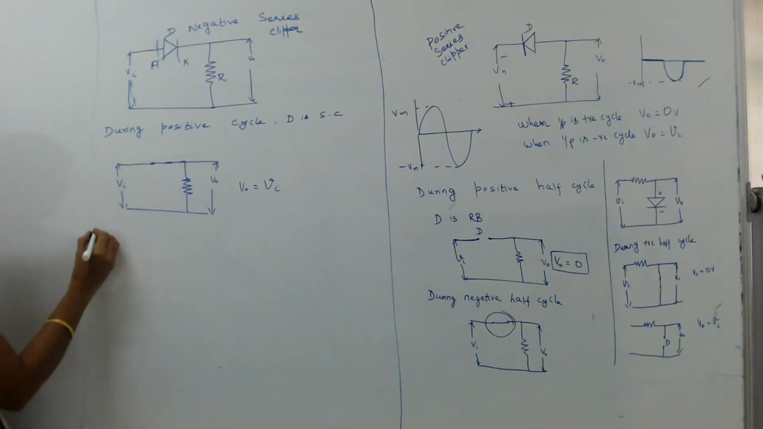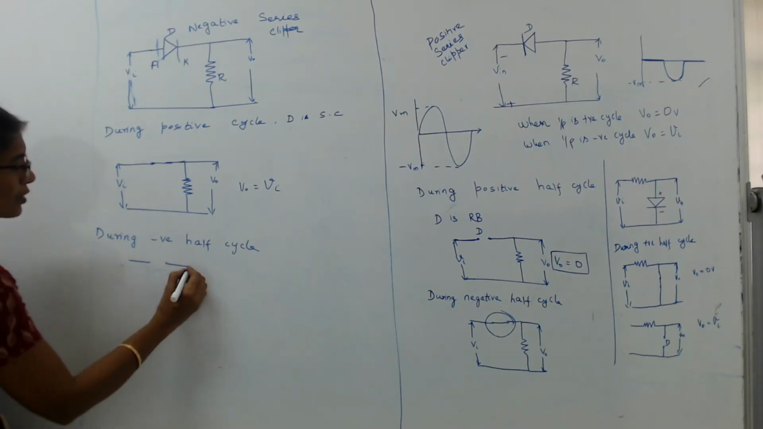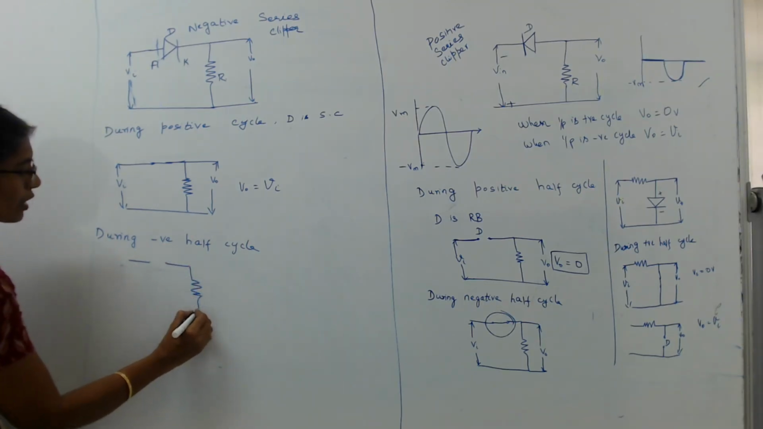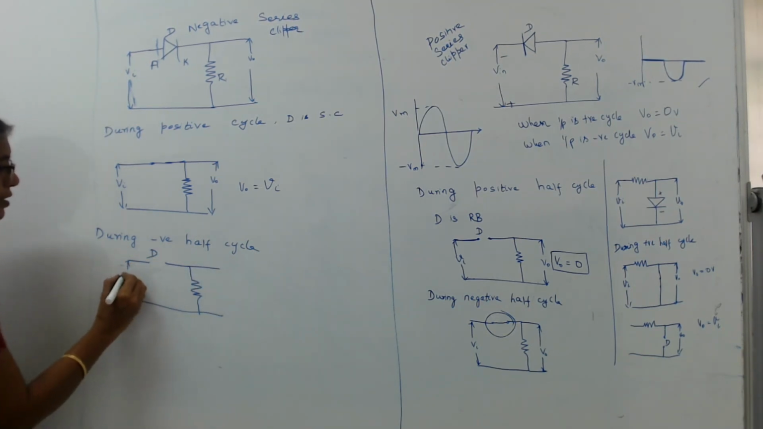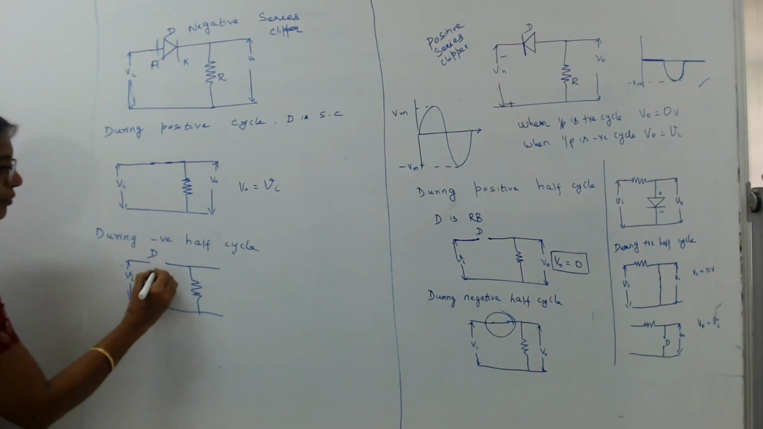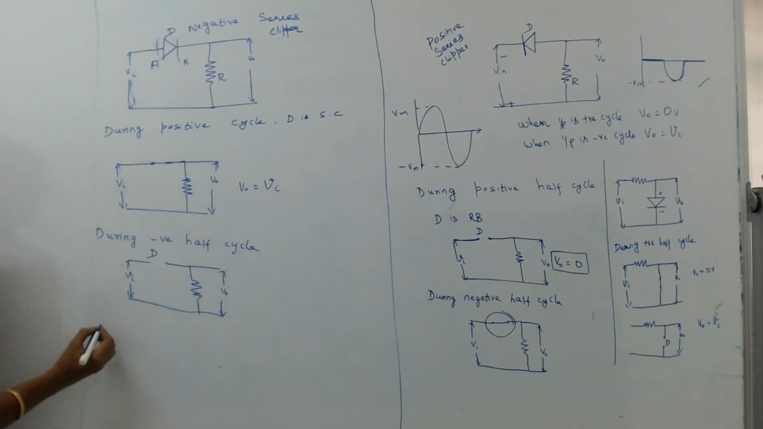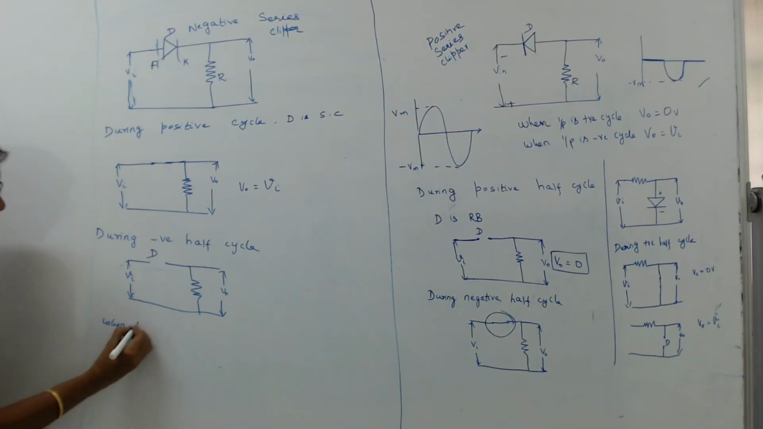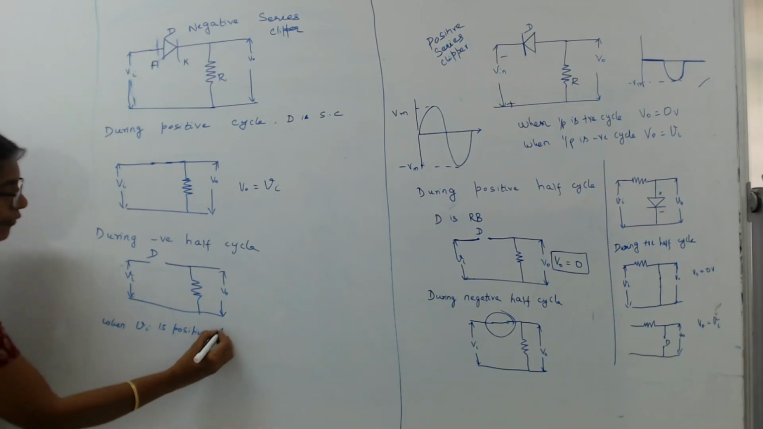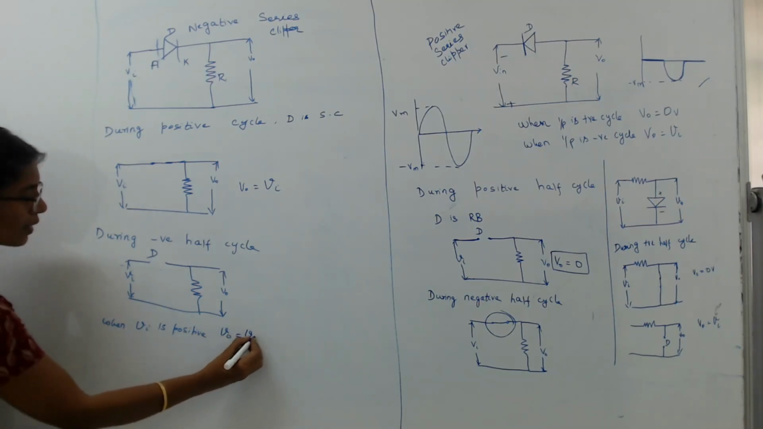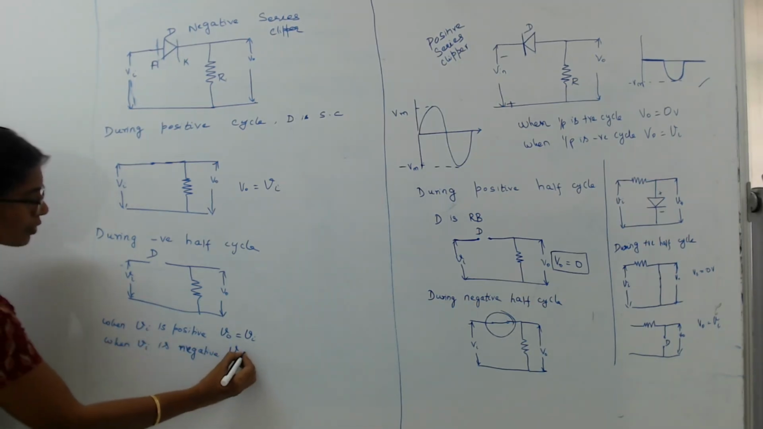During the negative half cycle, the diode is open circuited and the resulting circuit will be this. So here there is no current through the diode and hence the circuit will not conduct and hence V0 will be equal to 0. So we can consolidate the result as: when Vi is positive, V0 is equal to Vi, and when Vi is negative, V0 is equal to 0 volt.